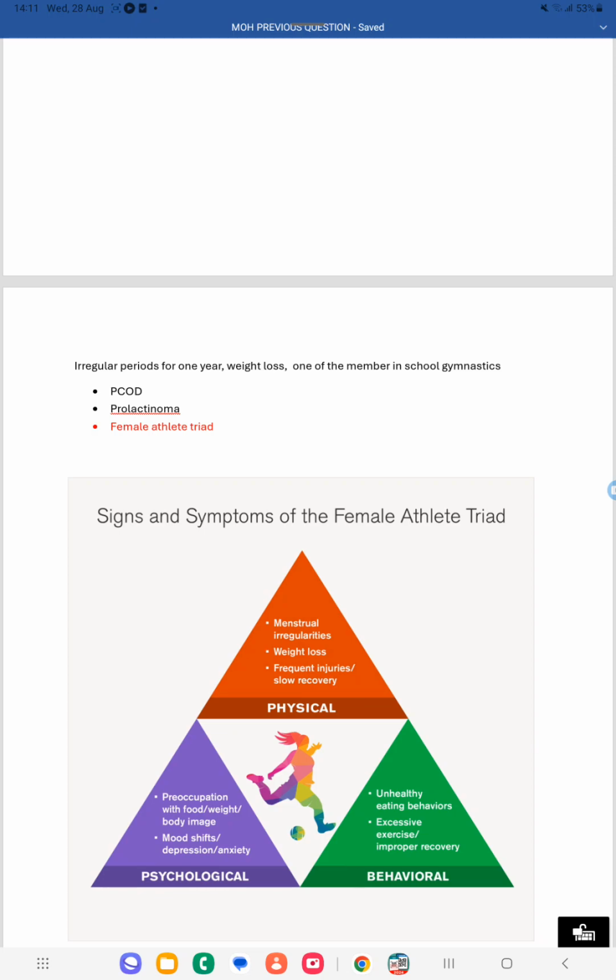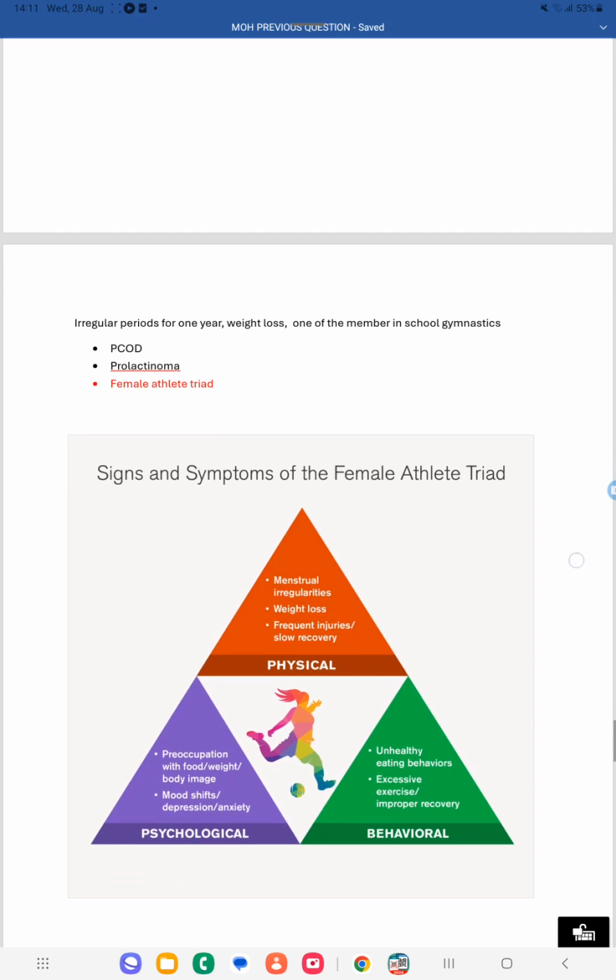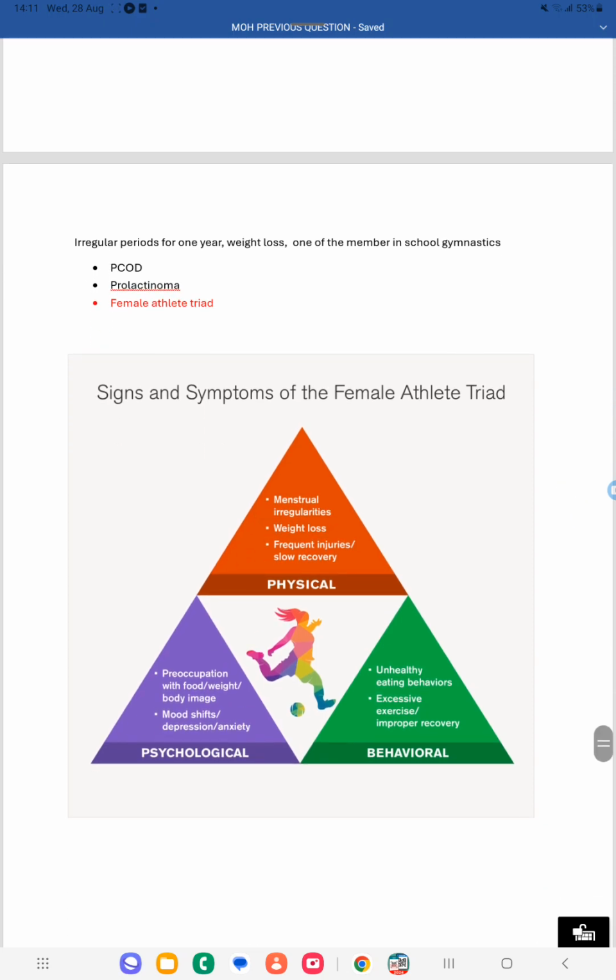like gymnastics, athletics, all those things. Excessive exercise, so because of that they will not be eating properly, the food intake is less. So because of that excessive exercise and unhealthy eating behavior, those are the main two things. Because of that there will be menstrual irregularity, especially amenorrhea.